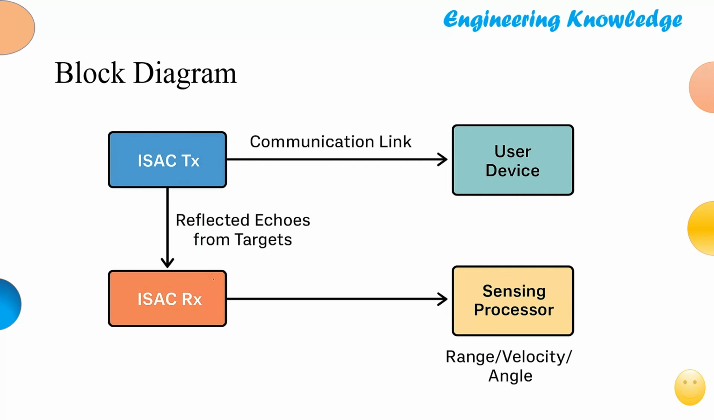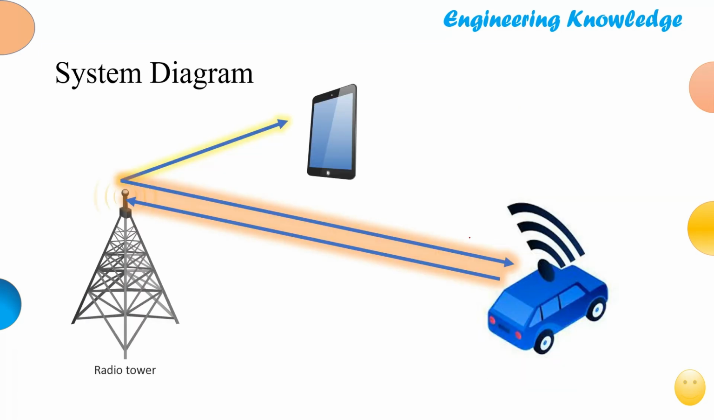A simple block diagram can be like this: if you have an ISAC transmitter, it sends a communication signal over the link to the user, and at the same time it receives a signal coming from echoes. This is how radar senses objects: it sends a signal and receives an echo. That echo signal, which is reflected from targets, is also sent to the ISAC receiver for sensing purposes. So simultaneously both communication and sensing can be done.